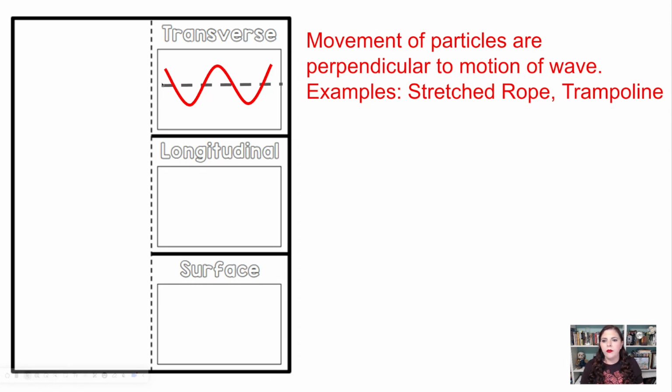So basically the wave is moving in this direction, for example, to the right, and the particles are moving up and down like this. Okay, so that's perpendicular, right, at a 90-degree angle. So examples are a stretched rope. Imagine you and your friend are both holding opposite ends of a rope, and you make it wiggle. That's a transverse wave.